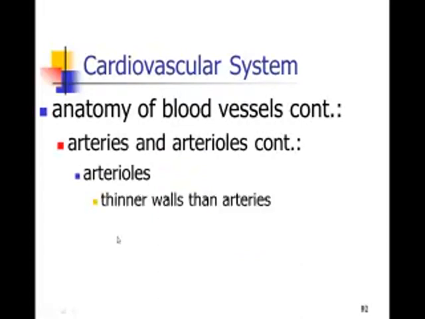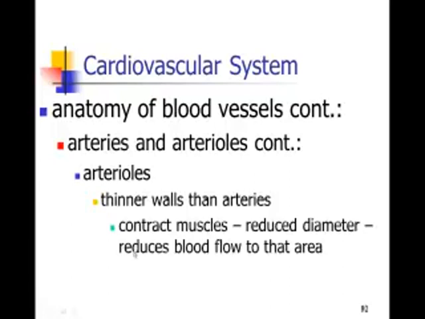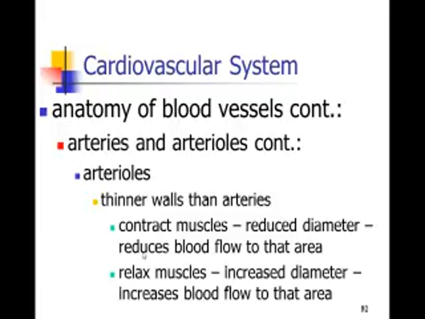Arterioles. Arterioles are going to have thinner walls than the arteries. As I mentioned, the average arteriole might be 8 muscle cells thick. They turn out to be really important because if we decrease the diameter of an arteriole in an area, it reduces the blood flow into that area, and this gives us a way of controlling where we send the blood in the circulatory system. Then if we relax those muscles, it increases the diameter and more blood goes into the area.